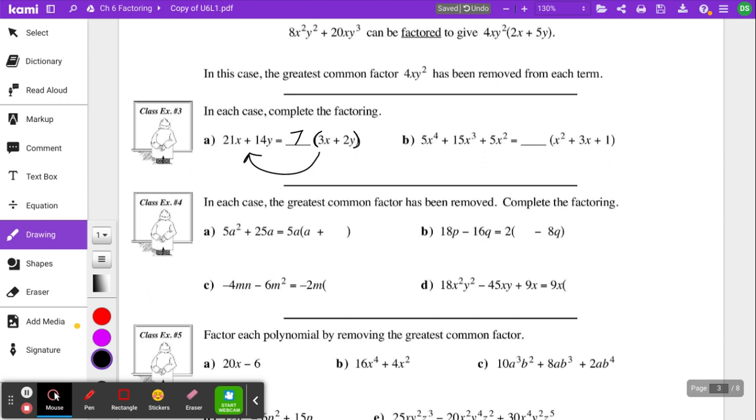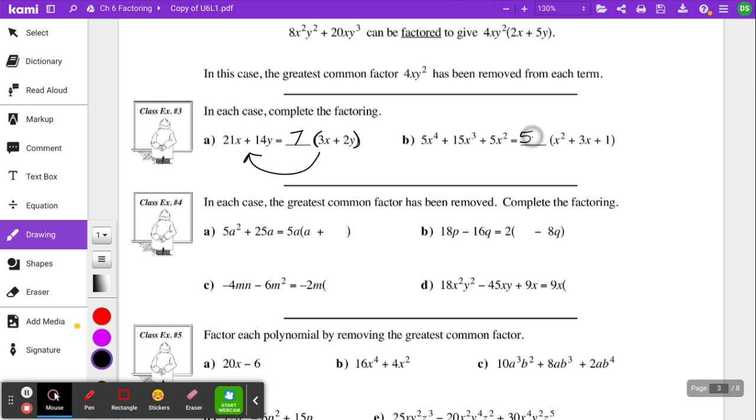Okay, let's go over here. When you see 5x to the fourth, 15x cubed, and 5x squared, what's the common factor? Quickly. So look at the number first. 5. Is there anything else that is common to all 3 of those terms? Isaiah, it's got to be in all 3 terms. What else is common besides the 5? Is there anything else? x squared.